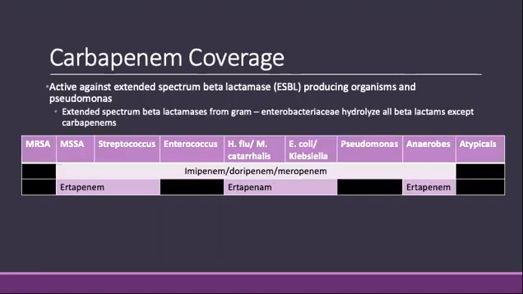For coverage, as you can see, carbapenems are pretty broad spectrum, with imipenem, doripenem, and meropenem covering most gram-positive and gram-negative bacteria. It is important to note that these medications aren't active against MRSA or atypicals, but they do have ESBL coverage, unlike other beta-lactams. This is because ESBL-producing organisms don't hydrolyze carbapenems. Ertapenem is the exception, as it doesn't cover Enterococcus or Pseudomonas.